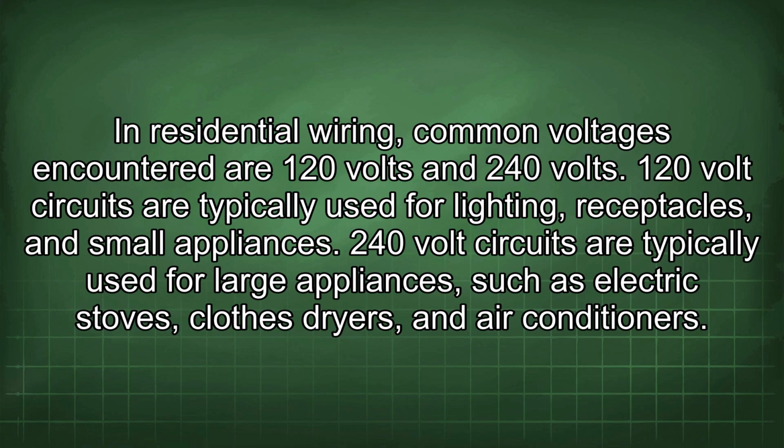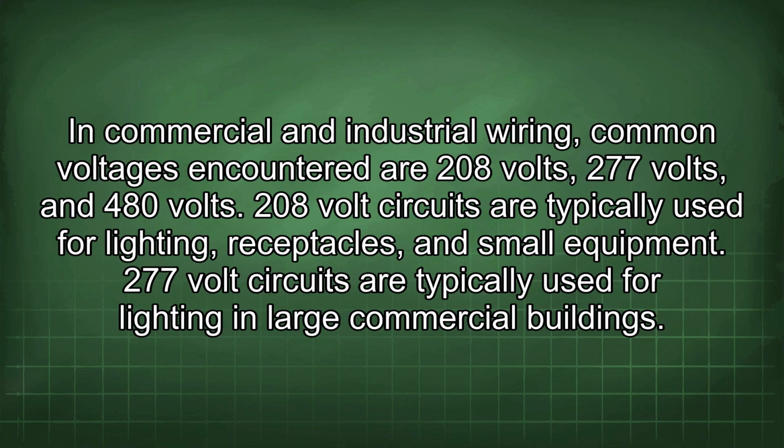120-volt circuits are typically used for lighting, receptacles, and small appliances. 240-volt circuits are typically used for large appliances, such as electric stoves, clothes dryers, and air conditioners. In commercial and industrial wiring, common voltages encountered are 208 volts, 277 volts, and 480 volts.